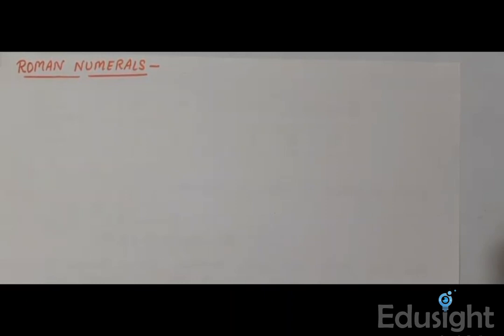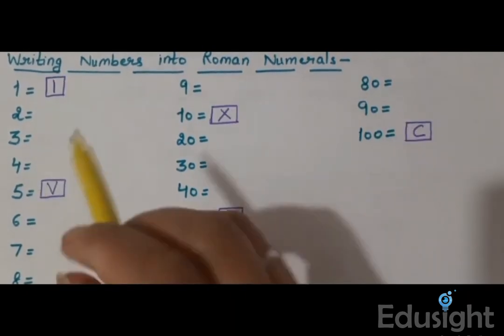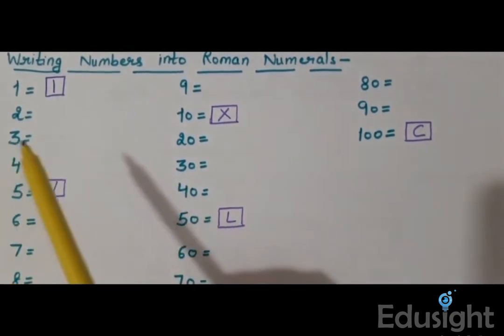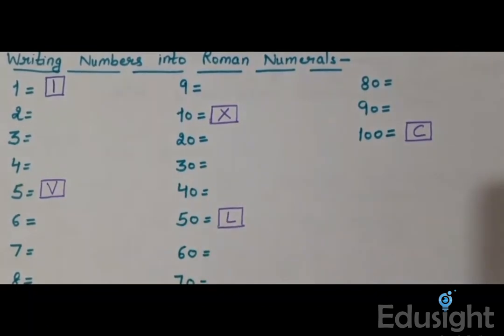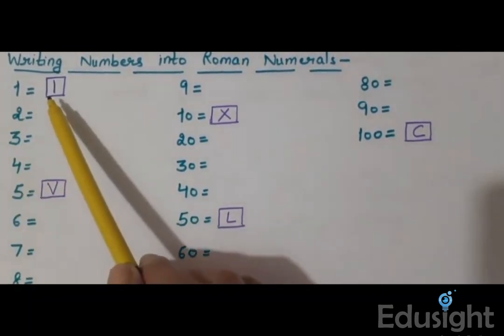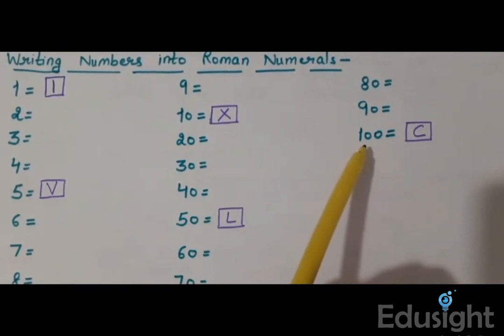Now we will write some numbers, we will convert some numbers into Roman numerals. So look here, the Roman numerals which are fixed for the numbers, I wrote down here. I is for 1, V is for 5, X is for 10, L is for 50 and C is for 100. Up to 100 we will discuss randomly.